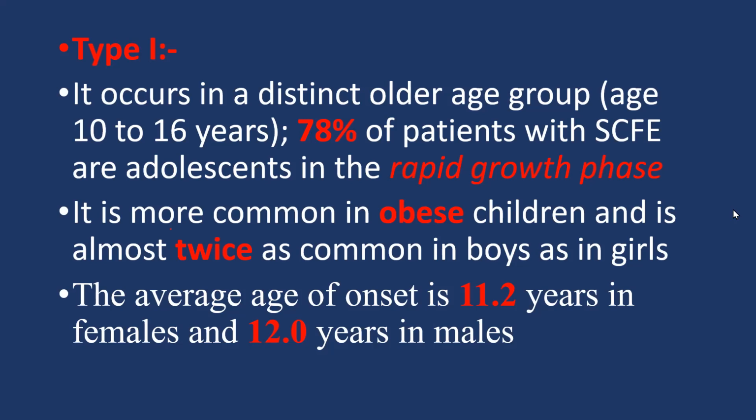It is more common in obese children. Yes, it's true. Why? Because the load is much more. It is almost twice as common in boys as in girls. Why? Boys are active, moving around. Girls are slow, calm. The average age of onset is 11.2 years in females and 12.0 years in males.